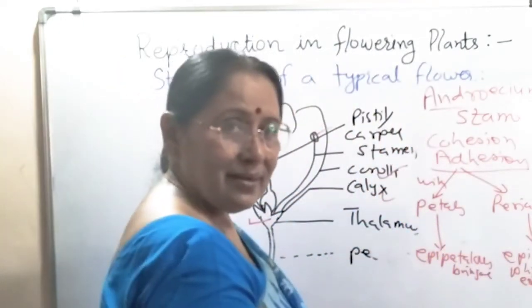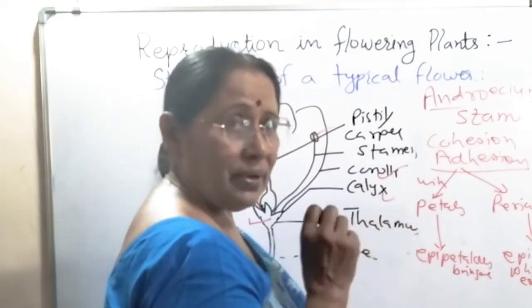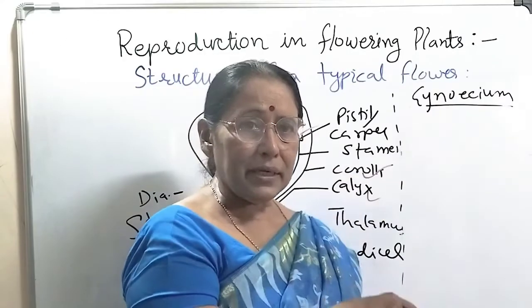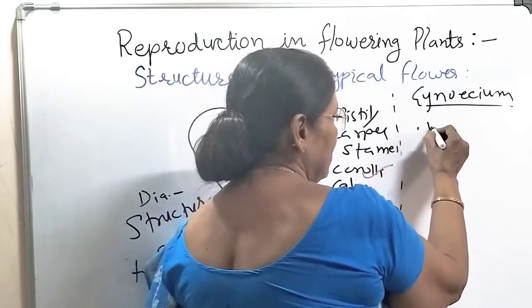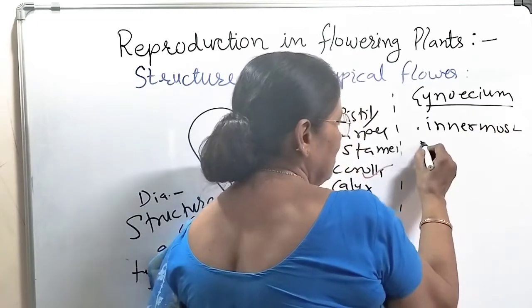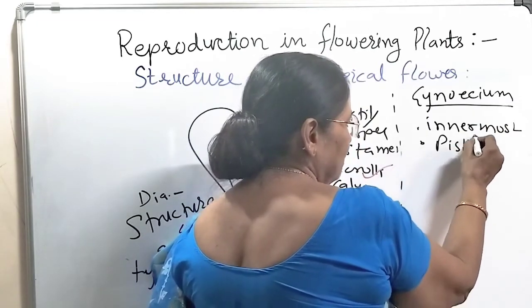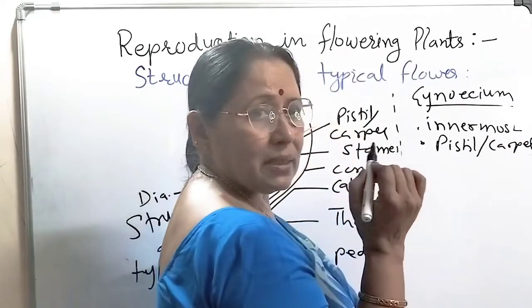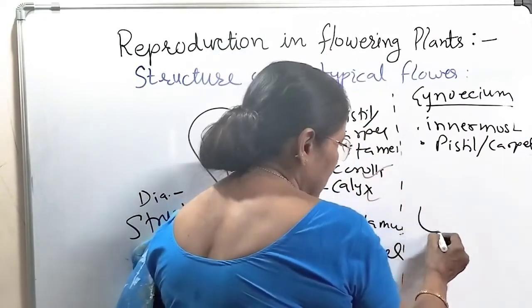Now the next, the innermost very important part, that is gynoecium. It is the innermost whorl. सबसे अंदर में है. So this is the innermost whorl. It may be made up of one or many pistil or carpel. What is the structure of pistil? It has three parts.